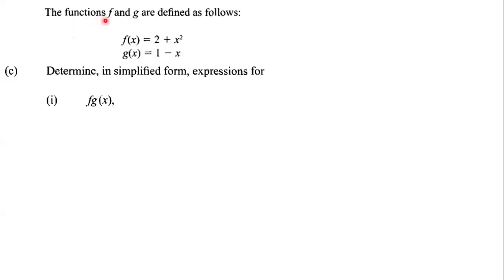The functions f and g are defined as follows. So we have f of x is equal to 2 plus x squared, and we have g of x is equal to 1 minus x. Determine, in simplified form, expressions for f of g of x.